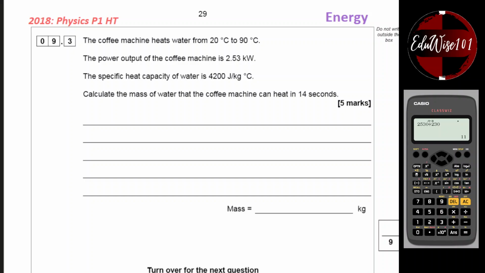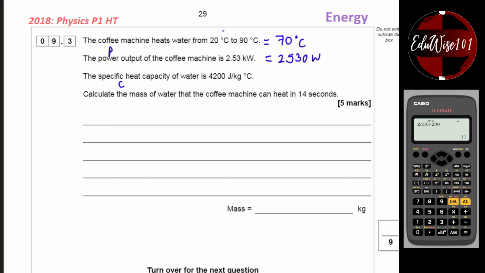Question 9.3. The coffee machine heats water from 20 degrees to 90 degrees. So here we can do the calculation for temperature change. So from 20 to 90, the temperature difference is going to be 70 degrees Celsius. So the temperature is increased by 70 degrees Celsius. The power output of the coffee machine is 2.53 kilowatts. So change that to watts, 2530 watts.